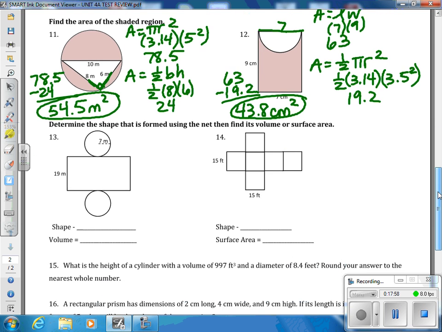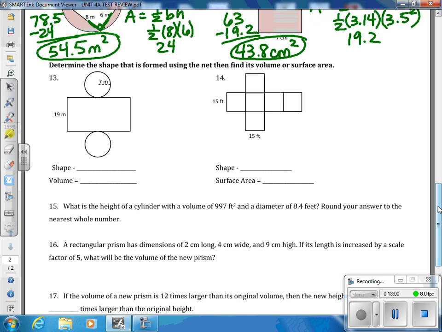All right, for 13 and 14, instead of giving you a shape that's built already, they've laid it out flat for you. So you're going to have to do two things. You're going to have to tell me what shape it is when you build it back together, and then calculate either the volume or the surface area for it, depending on which one it's asking for. So in number 13, you see two circles. Well, the only shape that has two circles in it is a cylinder. So don't beat yourself up over trying to figure it out. Just use what you already know. And because it's a cylinder, we want to find the volume of the cylinder. That's what it asks us for.